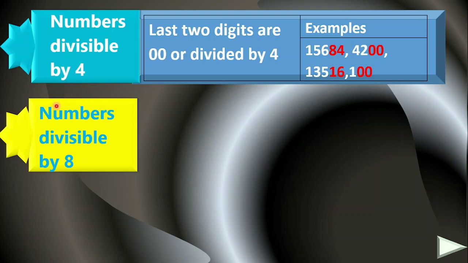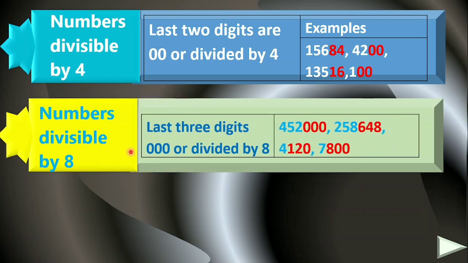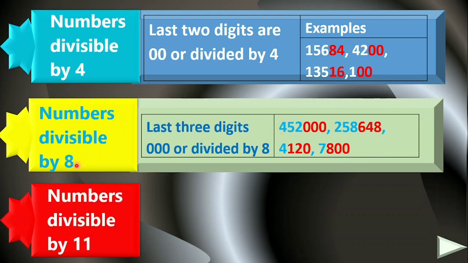Now numbers divisible by 8. If you pay attention, in the above case last two digits are 00 or divisible by 4. Here last three digits are 000 or divisible by 8. You can see the examples. In each example you will see that the last three digits are divisible by 8. 120 is also divisible by 8. Now 800 is also divisible by 8, and in 4,52,000 there are 3 zeros. So all these numbers are divisible by 8.